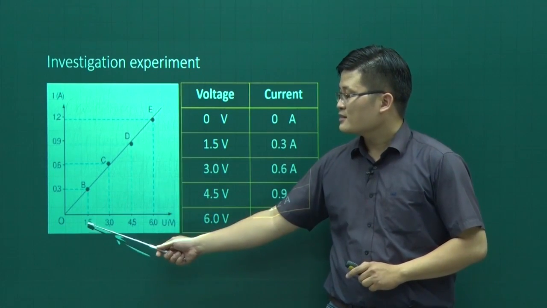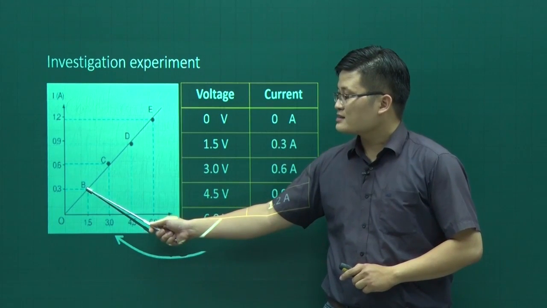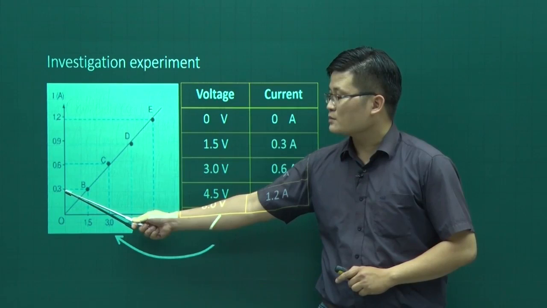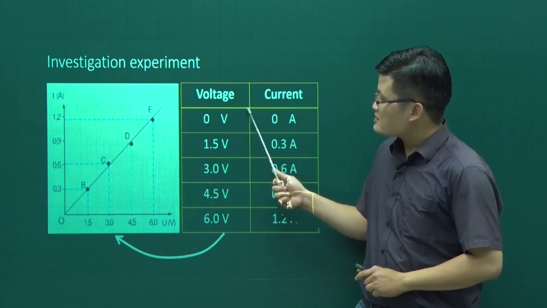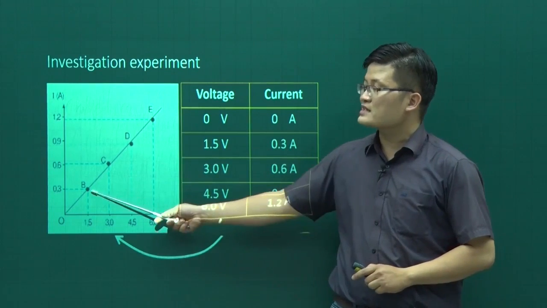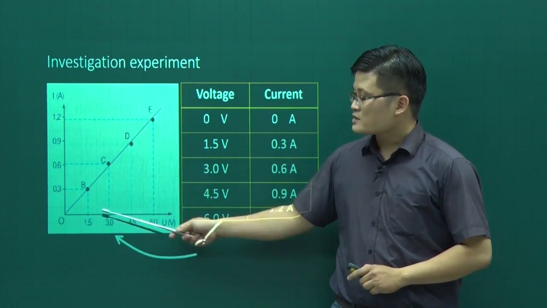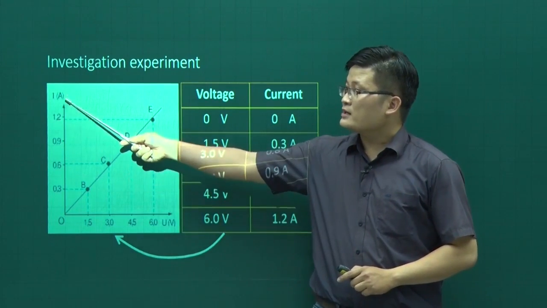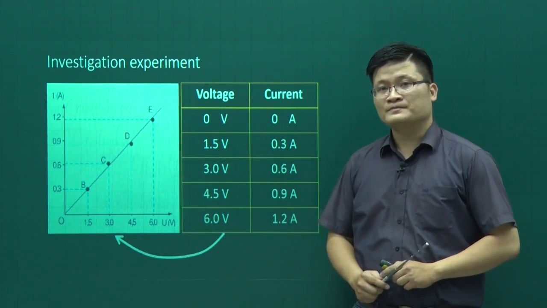Voltage 0.5 volt, and at that moment the current through the conductor is 0.3. So in this case, each set of data is represented by one data point. The x-axis is voltage, and the y-axis, or the vertical axis, is current.